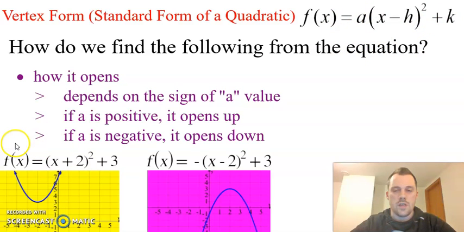So how it opens, just like any other form for a quadratic function, depends on this a value, the sign of the a value. If it's positive, it opens up. If it's negative, it opens down. So whatever that coefficient is in front of our parentheses, that tells us if it opens up or down.